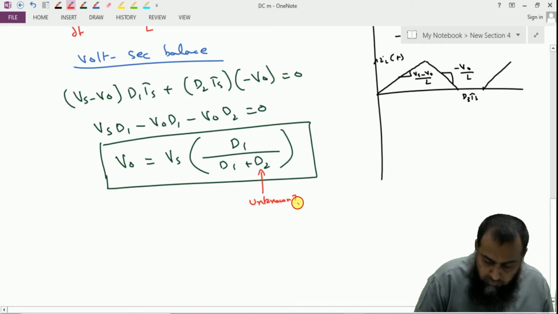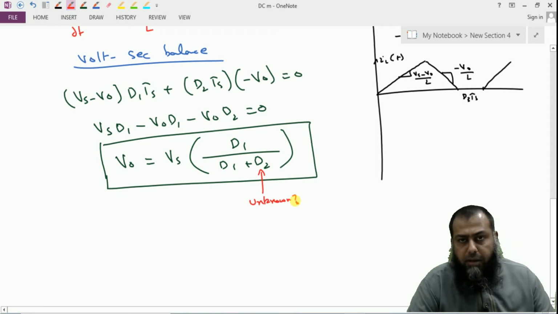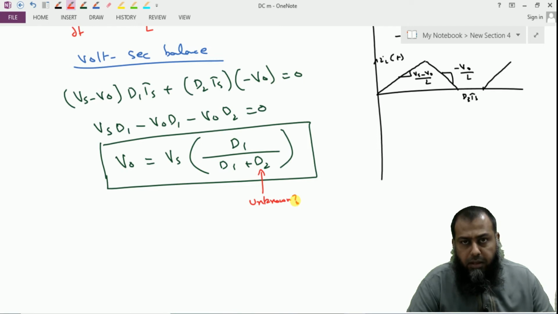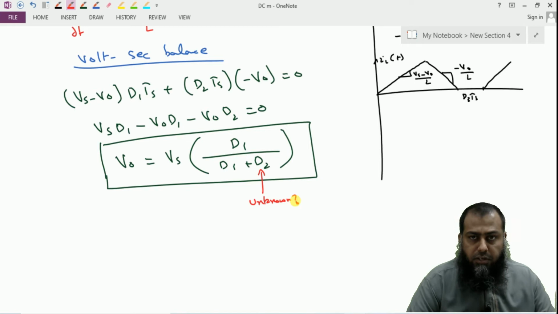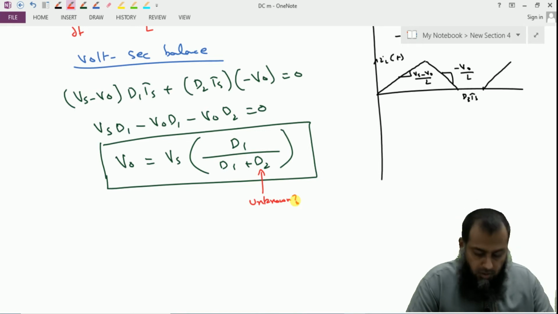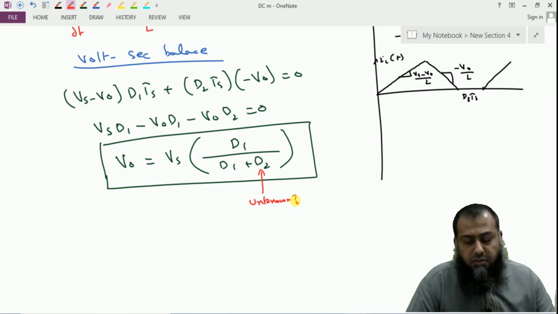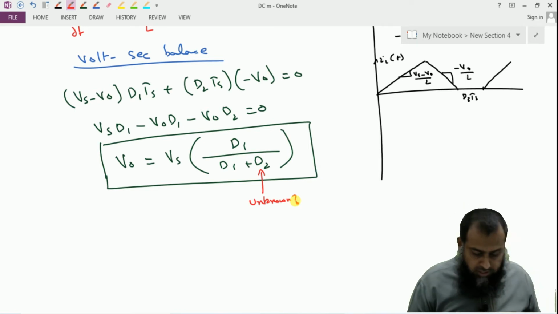We never know at what value of D2 the current becomes equal to 0. So we need to establish some expression so that we would be able to express the transfer function, or the voltage gain, of this particular converter only using D1 or using the values of the components that are known to us.